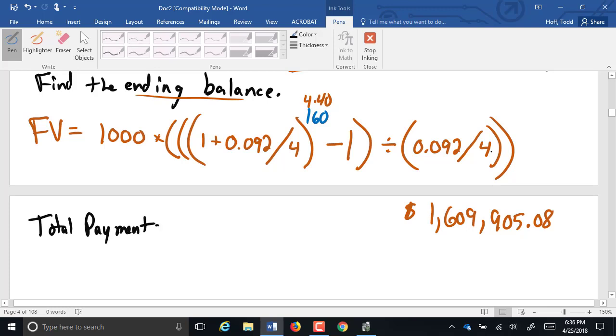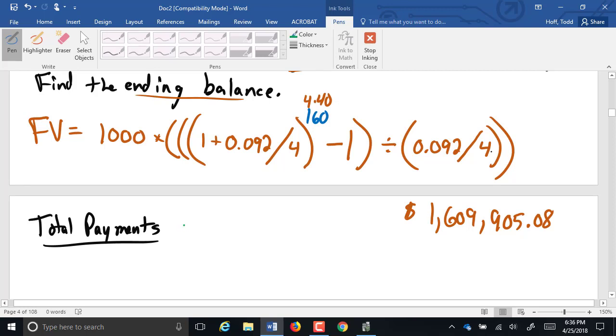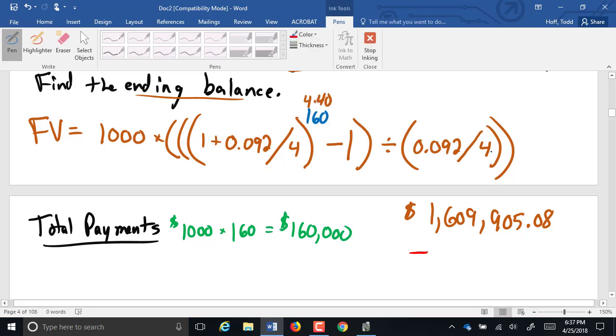So we did ask this, but let's look at how much interest was earned. The total payments here was $1,000 times 160 payments. So that is $160,000 was the total payments. So the interest was 1.6 million minus $160,000.